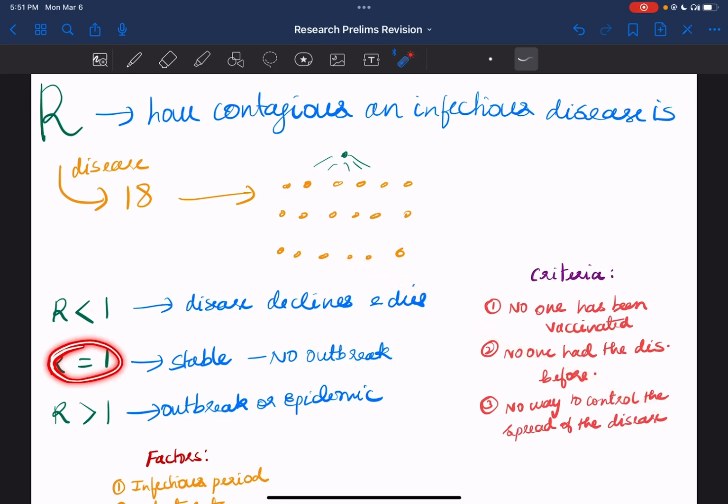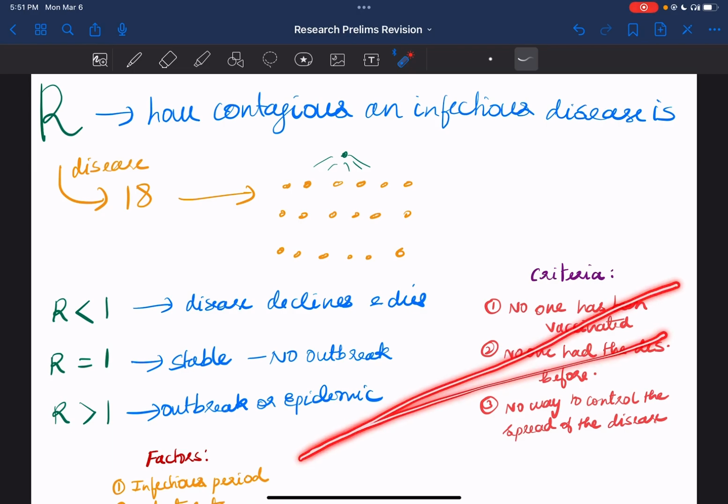Whereas what if R is equal to 1? That means one person can infect only one. It's not exponential growth. One can infect only one, once, not more than once. So the graph is going to be a plateau. What if R is greater than 1? That means one person can infect more than one person. So the graph is going to go up, it's going to incline.